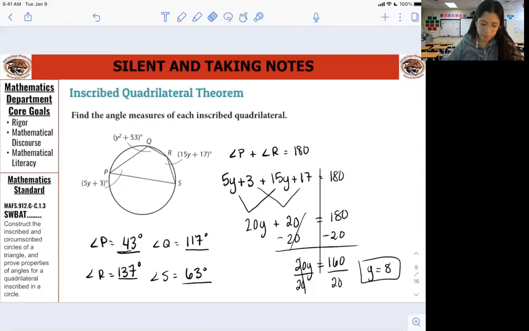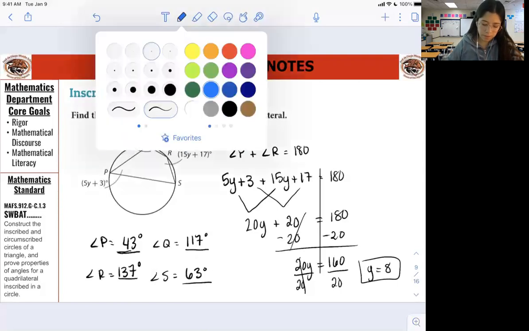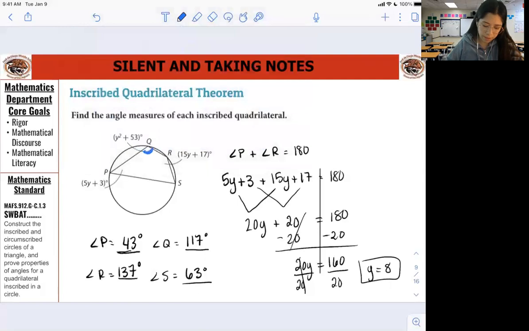Because Q, remember, Q and S have to add up to 180. Or Jalen's way works as well. They all add up to 360, so you could do 360 minus everything else. Both ways will give you the right answer. So again, angle Q and angle S have to equal 180 as well. All right, any other questions on that?